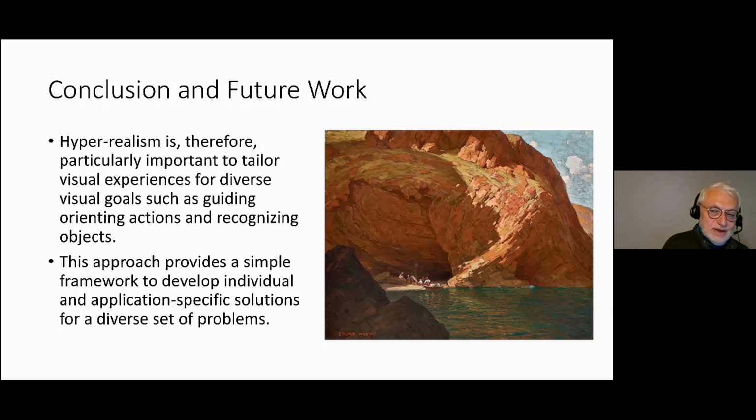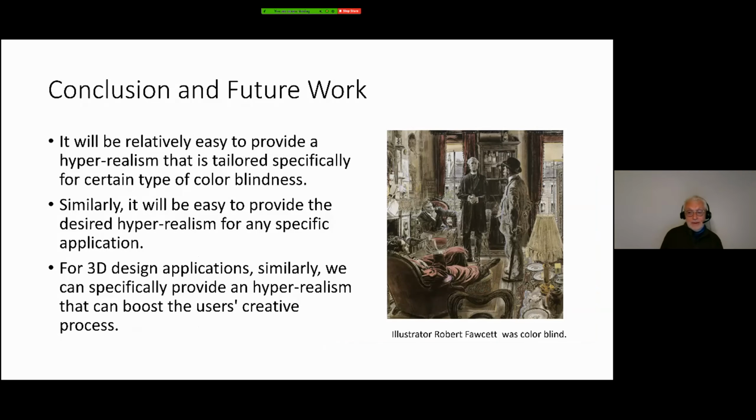All we need to do is process the data, create a new image, and then show that image. If we can do it fast enough, and I expect eventually we will, we will be able to do it. Not only that, if we want to understand how color blind people see the world, we can change it in real time. This is an illustrator who is color blind. You see that his painting is different from that of a non-color-blind person.